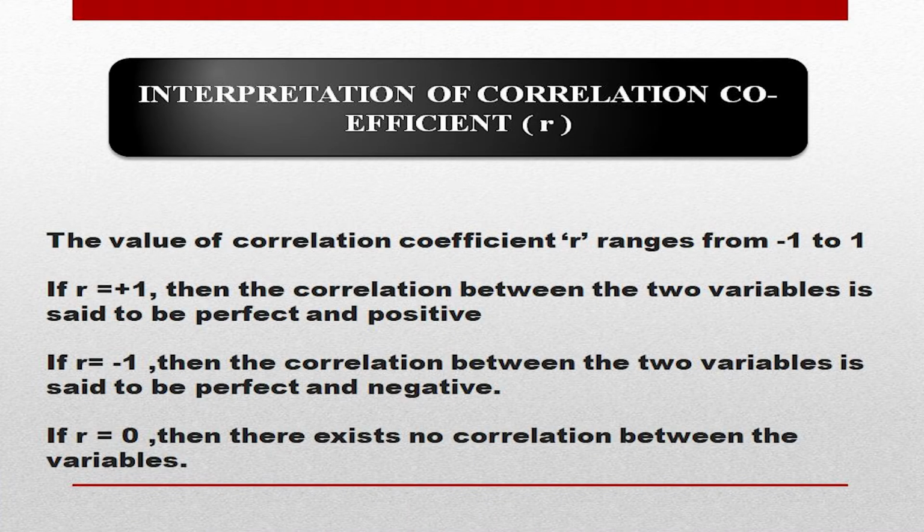Next, how do we interpret correlation? The value of the correlation coefficient r ranges from -1 to 1. If r equals +1, then the correlation between the two variables is said to be perfect and positive. If r equals -1, then the correlation between the two variables is said to be perfect and negative. If r equals 0, then there exists no correlation between the variables.